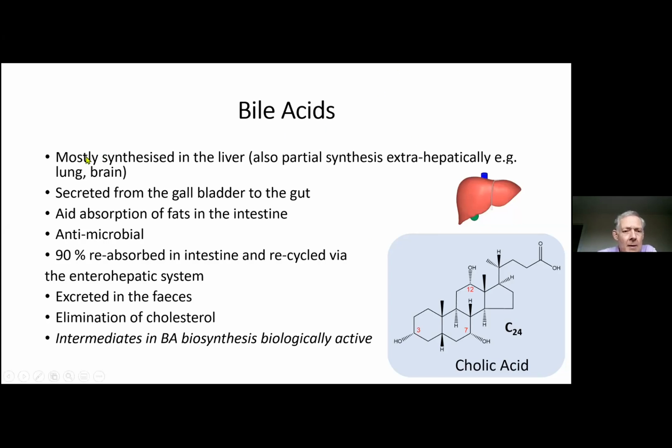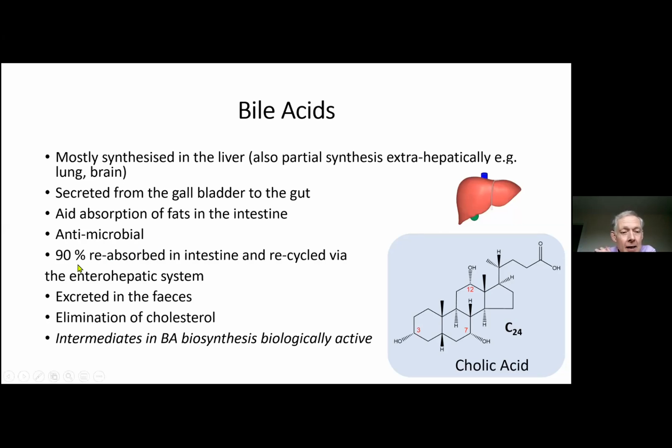So in general, bile acids are synthesized primarily in the liver. However, some bile acid synthesis, at least the early steps of bile acid biosynthesis, can occur extrahepatically. So, for example, some early steps can occur in the lung and in the brain. Bile acids are secreted from the gallbladder into the gut, and in the gut, their job is to aid the absorption of fats in the intestine. They're antimicrobial, which is an added bonus.